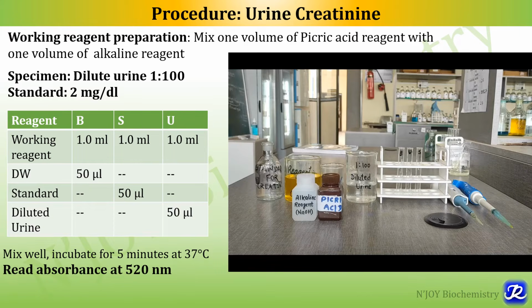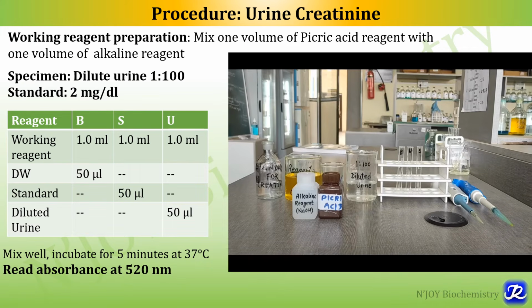Now let's see the procedure for urine creatinine. The procedure is the same here, only the specimen is different, that is the diluted urine 1:100. Otherwise everything is the same here. We have to prepare the working reagent by mixing picric acid and the alkaline reagent. So let's see how it is done.